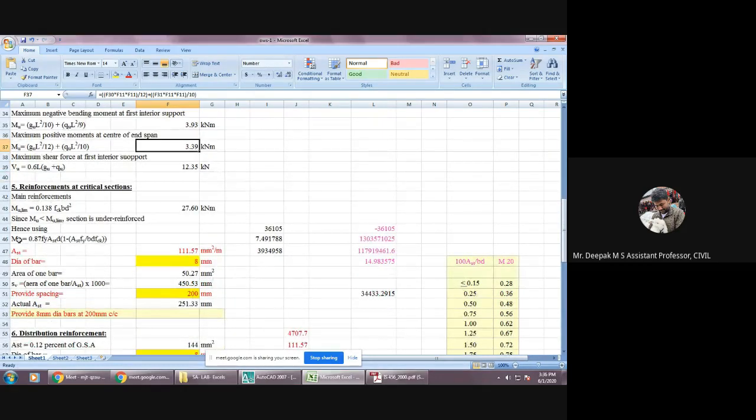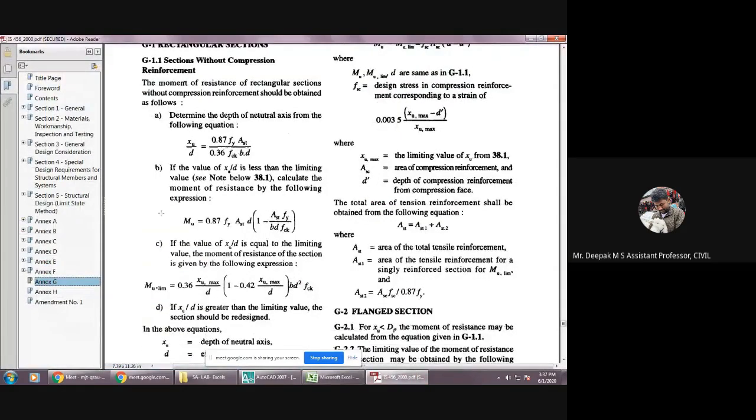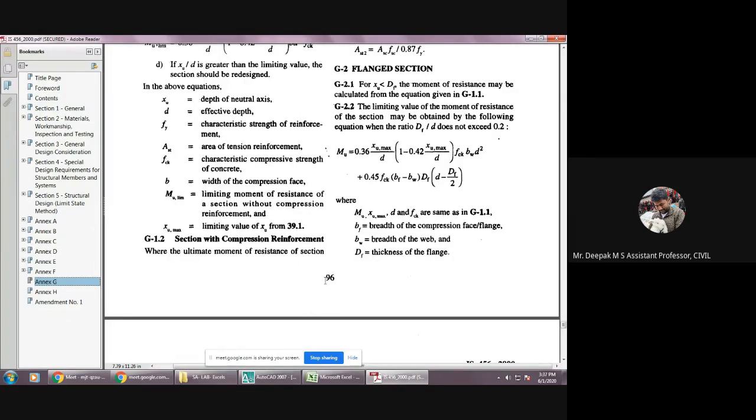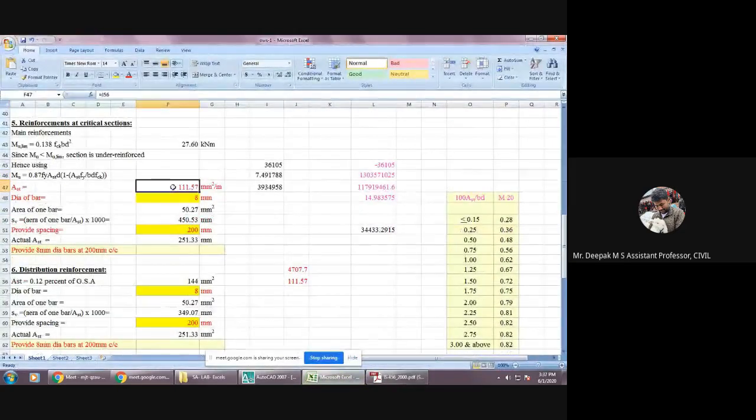Now I'm using the basic formula. We can also use handbook SP16 to calculate the percentage steel, or we can generalize to this formula. I'm generalizing it to this formula, the moment of resistance. By applying this one formula, we can calculate. This is present in Annexure G, page number 96 of your IS 456:2000. Now, when we apply this, this is the formula.